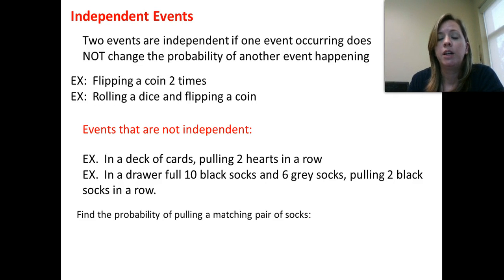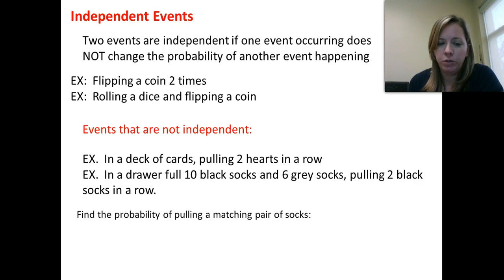So for example, if I flip a coin twice, the probabilities don't change. Just because I flipped it once has absolutely no effect on what the outcome is going to be the second time I flip it. Or if I roll a dice and flip a coin, rolling the dice has absolutely no effect on the outcome of what the coin is going to be when I flip it. So those are some examples of events that are independent.